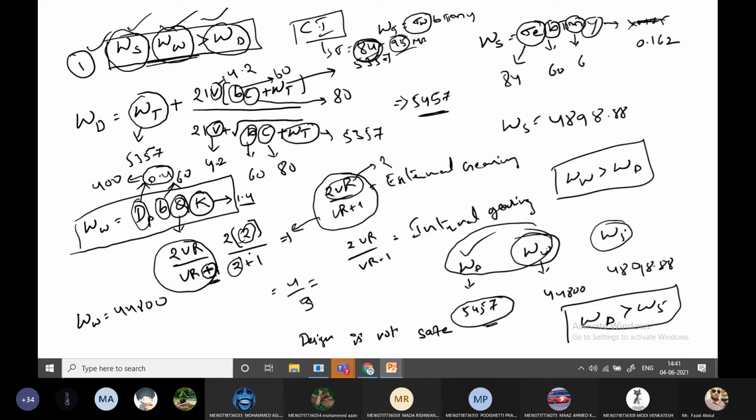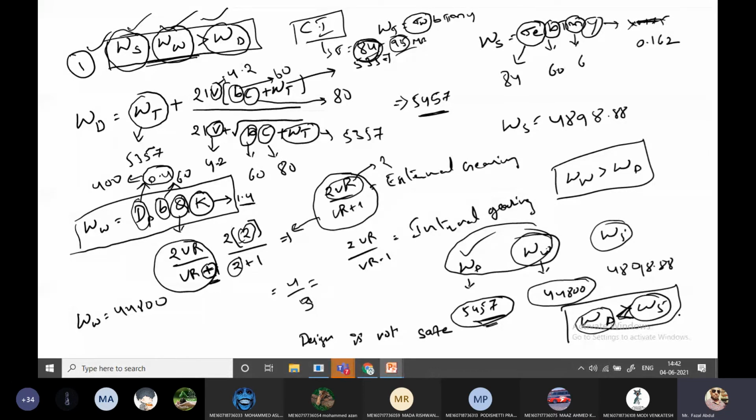Is it clear, Babu? Any doubts regarding this problem? With this problem, we completed it. Sir, last part, WD is greater than WS. See here, the WD value we got is 5457, and the wear load we got is 44800. So which one is greater here? WS is greater and WD is less.